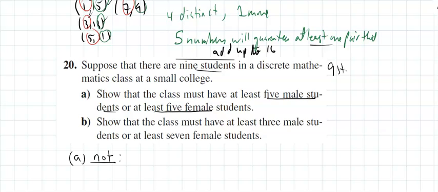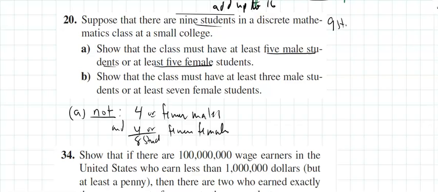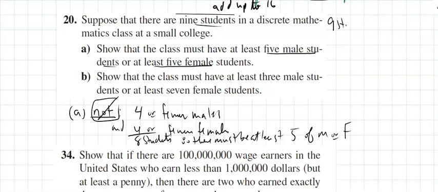So, if it doesn't happen, at least 5 males, that means we have 4 or fewer males, right? And 4 or fewer females. But that's 8 students. That's a contradiction. Therefore, our assumption is false, and there must be at least 5 males or females, right? One of them.